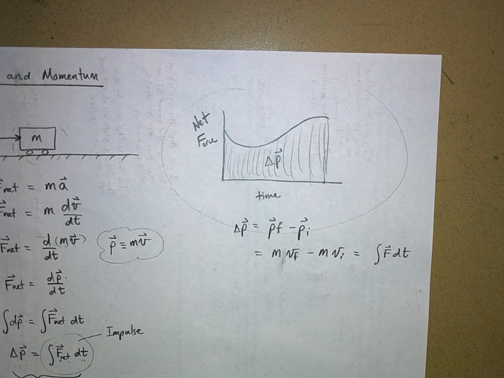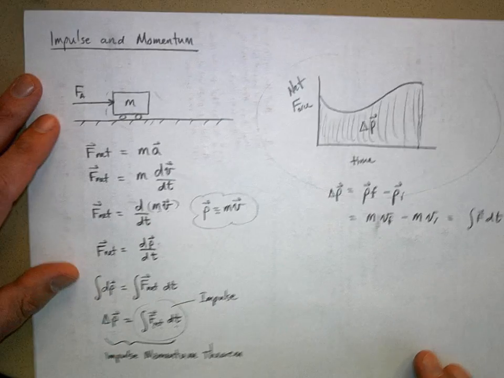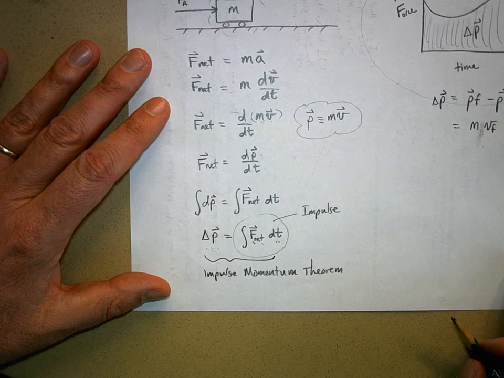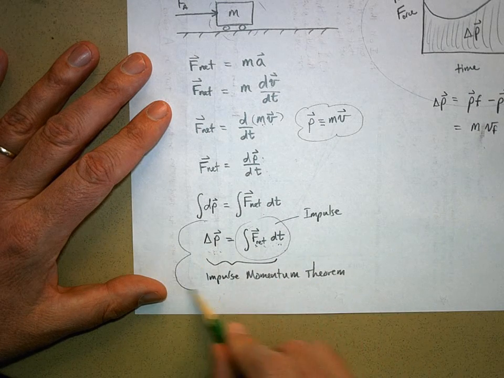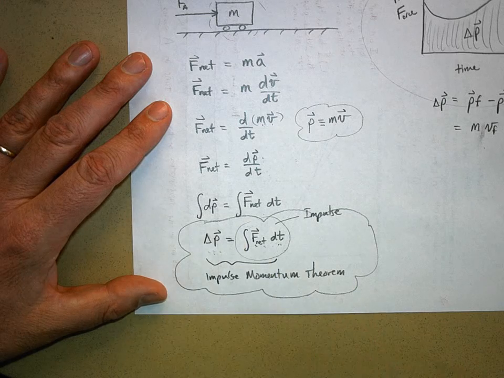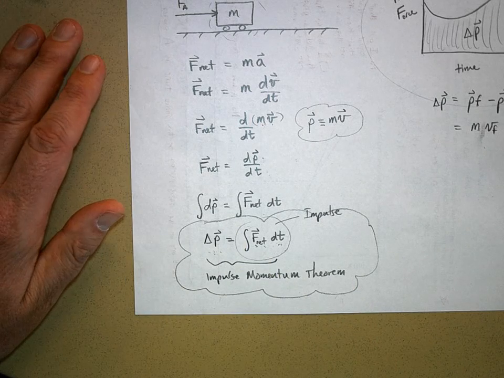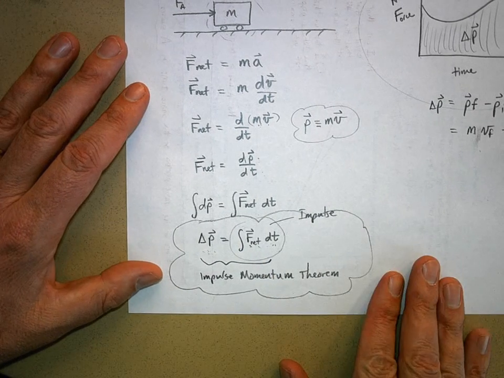And so, anyway, this is the impulse momentum theorem right here. And what we need to do now is work some example problems where we practice using this idea. So that's what we're going to do now.